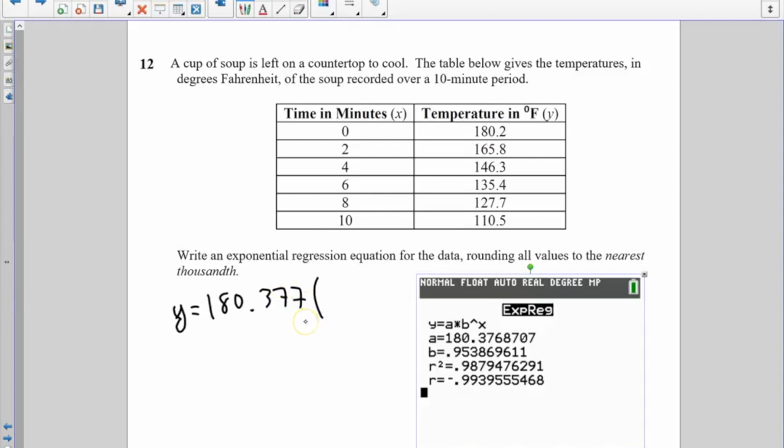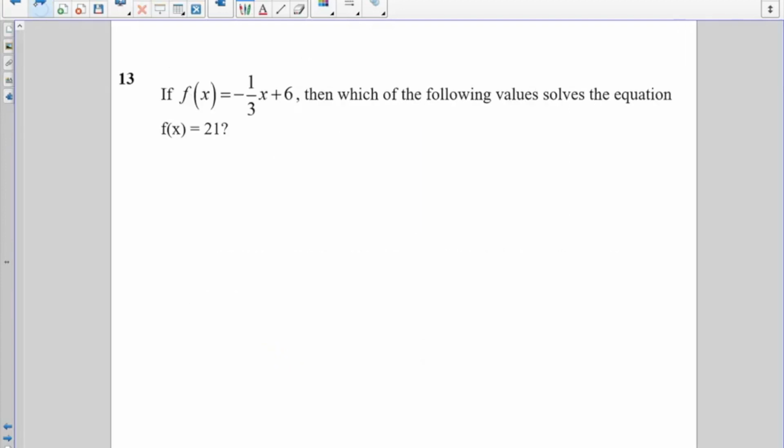And then it's going to be times my B, which is 0.953, and so on. So I'm going to round that to the nearest thousandths as well. So tenths, hundredths, thousandths. Again, that 8 is going to make that 3 go up to a 4, so it's 0.954. And it's to the x power. So that is rounded to the nearest thousandths, and we are good.